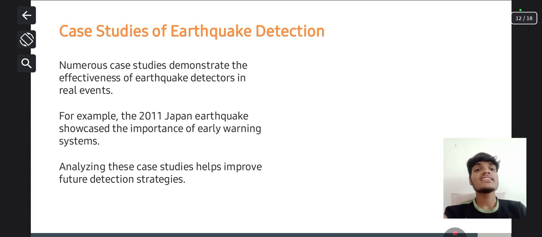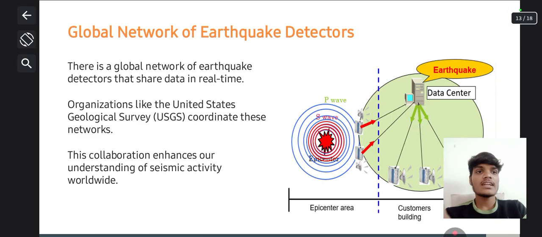Next, what are the case studies of earthquake detection? Numerous case studies demonstrate the effectiveness of earthquake detectors in real events. For example, the 2011 Japan earthquake showcased the importance of early warning systems. Analyzing these case studies helps improve future detection strategies.